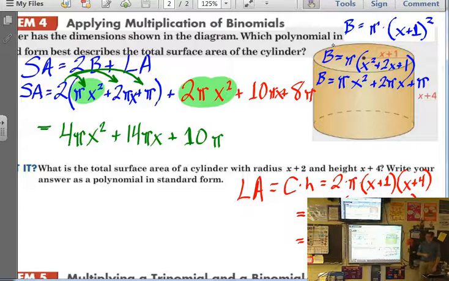Pi x sounds really cool. It sounds like some game. Would that be like pix? Pi x? I don't know. You could start a business.